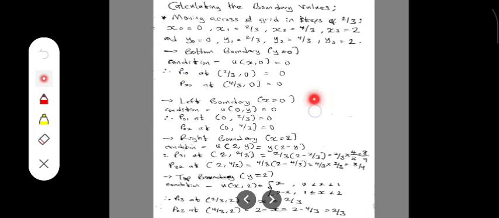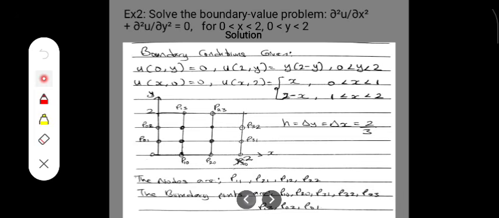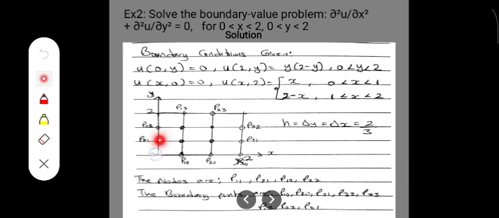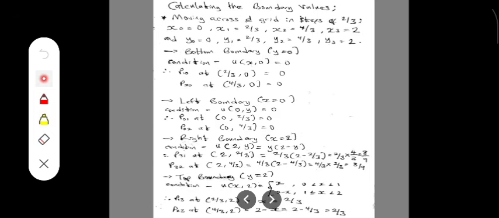For the left boundary where s equal to 0, this is the left boundary. S equal to 0 because it is constant, only y is dynamic. So according to the condition given, a point whereby the s coordinate is equal to 0 irrespective of the y value, then that particular point is also equal to 0. Therefore, the points P01 and P02 are both equal to 0.